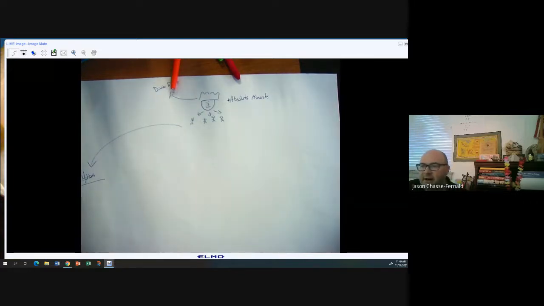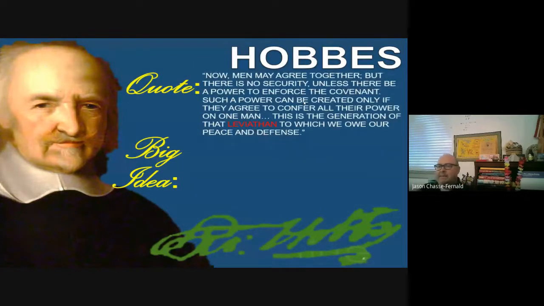So what does Thomas Hobbes advocate? Hobbes writes: men may agree together, but there is no security unless there is a power to enforce the covenant. Such a power can be created only if they agree to confer all their power on one man. This is the generation of that Leviathan, to which we owe our peace and defense. So what is Hobbes advocating here? Hobbes is advocating conferring all power to one single person.